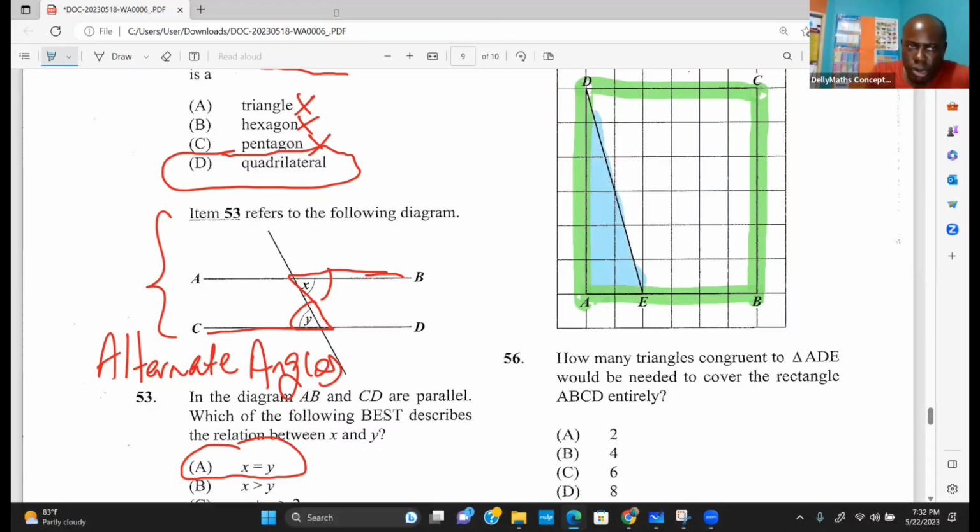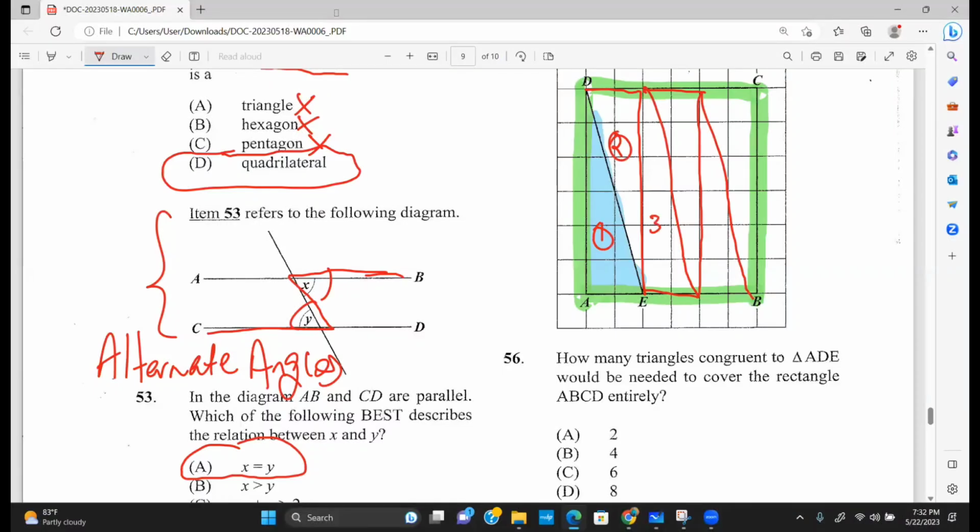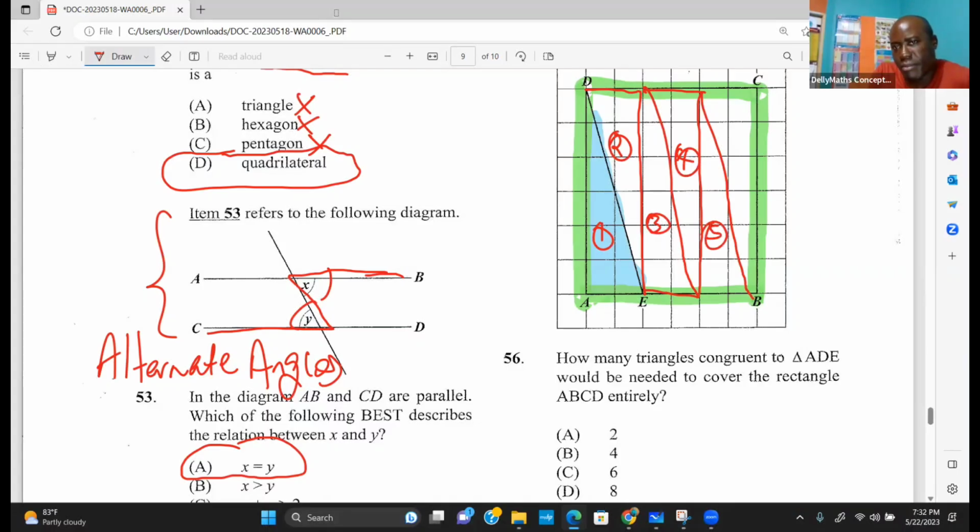There are more than one ways to work it out. One of the easy ways you could do it is you kind of mark them off. Like you're marking it off and you can see. So 1, 2, 3, 4, 5, 6. So the answer is 6.